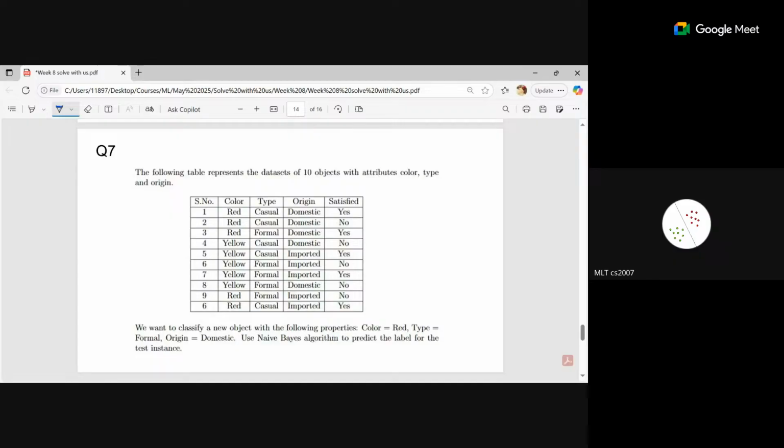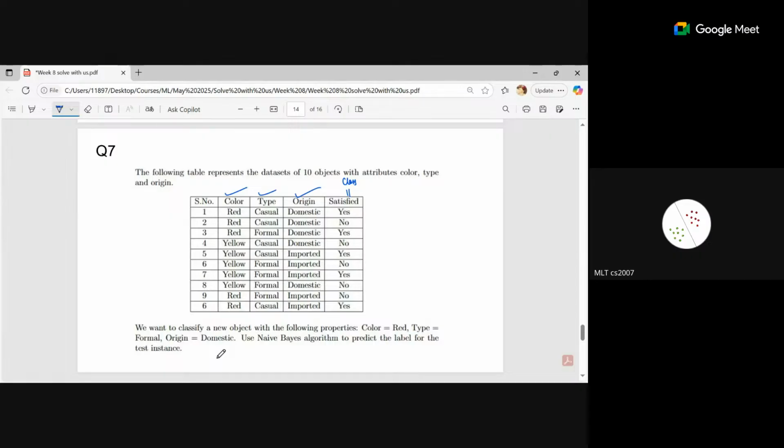So here you have a data set of 10 objects. The attributes, or the features, are the color, type, and origin. And this is my class, which is yes or no. If you see all these features, that is color, type, and origin, they all are binary, right?